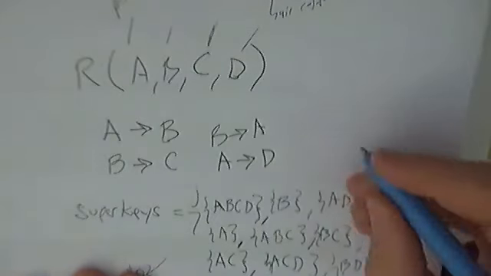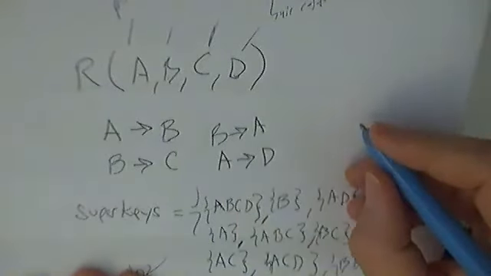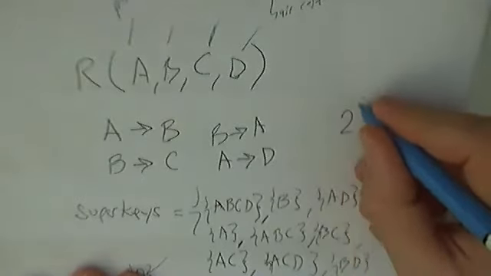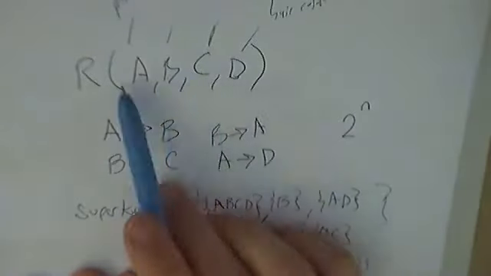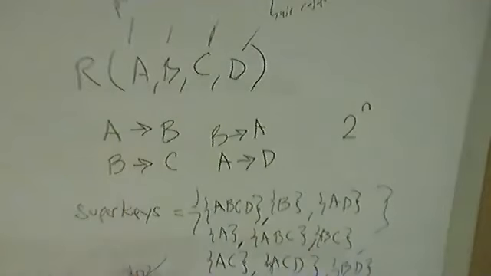Just as some basic things, we have 4 attributes here. How many potential subsets are there? If we have n attributes, how many different potential superkeys are there? 2 to the n. So there are going to be 16 possible combinations here, because it's all the possible sets. Oh, well, we've got a bunch of them.